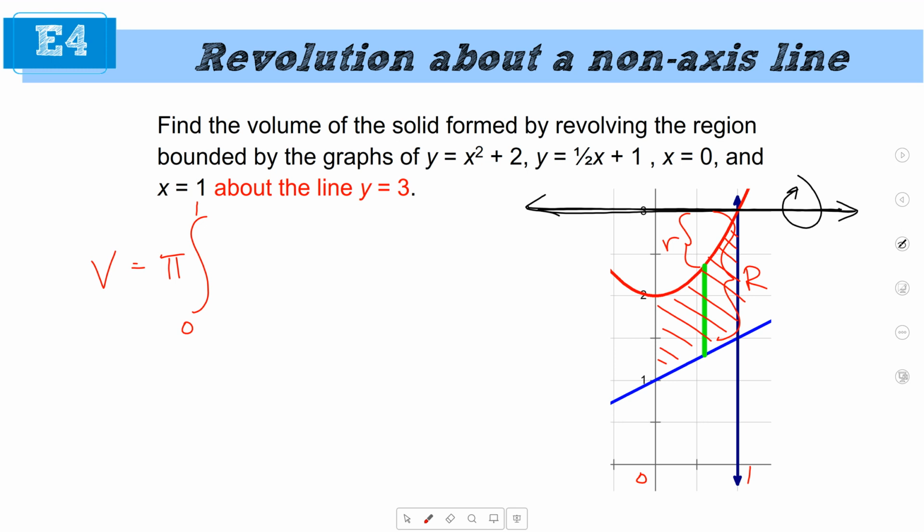3 minus the blue line, which is 1/2 x plus 1. Good. Top minus bottom. Be very careful. Be very careful. Hunting rabbits. Be very careful. I'm doing calculus. Okay. Capital R squared. So be careful about 2 things. Number 1, be careful with parentheses. Number 2, be careful that you remember to square that.